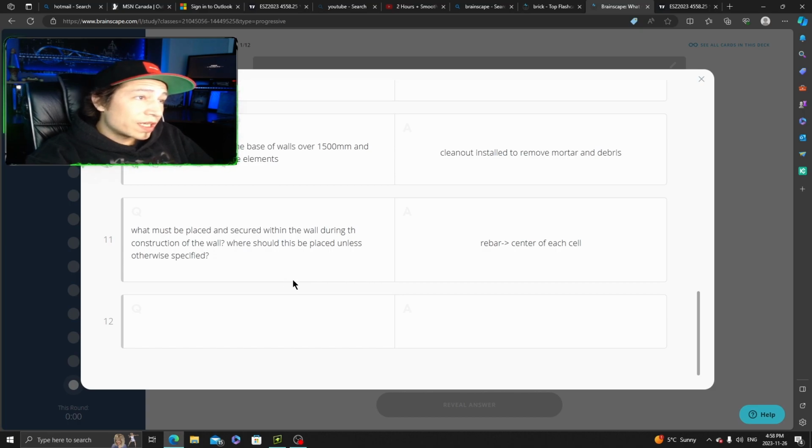What must be placed and secured within the wall during construction? Where should this be placed unless otherwise specified? Rebar, and it should be placed at the center of each cell.